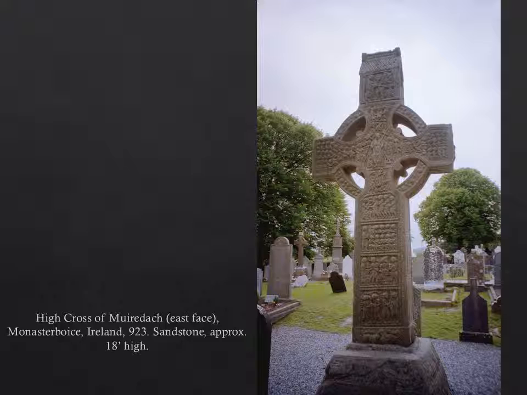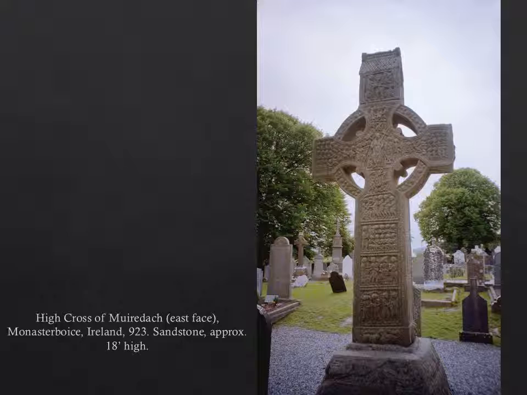Obviously, I'm simplifying the story here, but this is how the Celtic cross comes about, the provenance of that. Once it becomes acceptable to use that symbol in these areas, we'll see that it gets adapted all over Ireland and Scotland and England. So much so to the point of what we see here, which is coming from about the year 923.